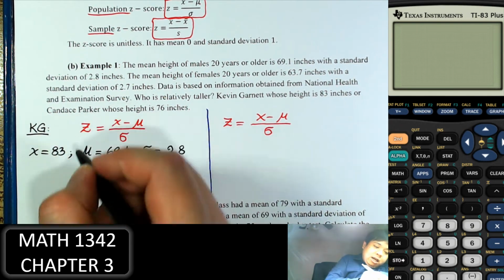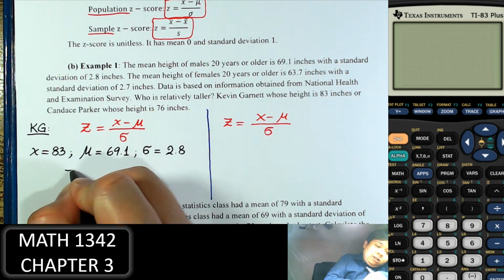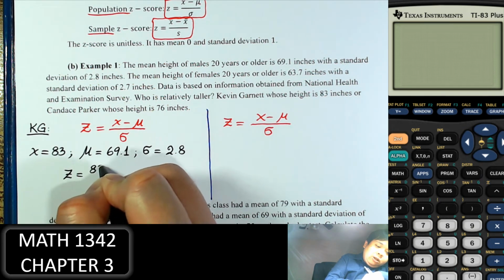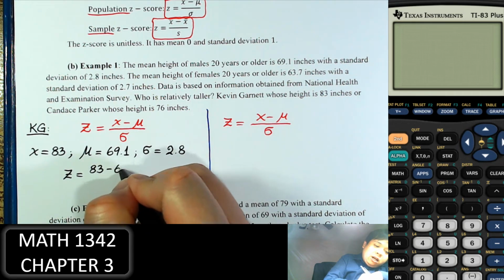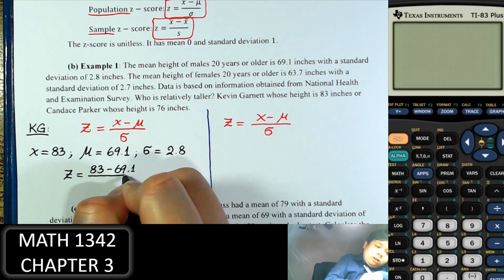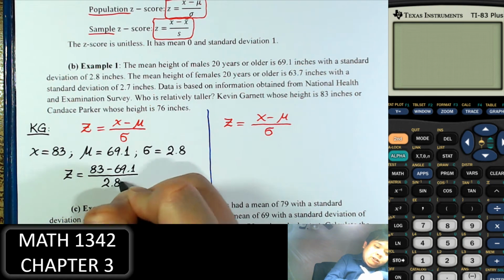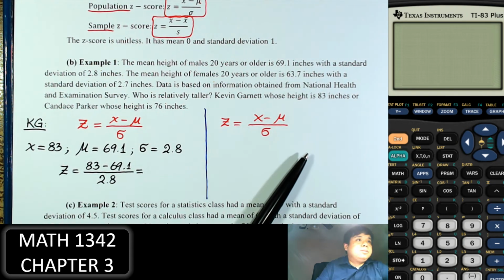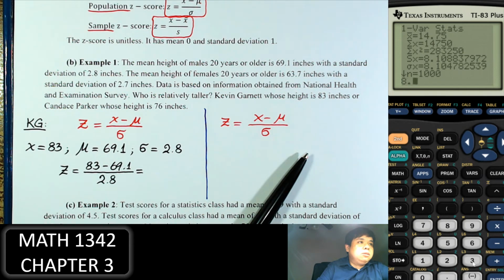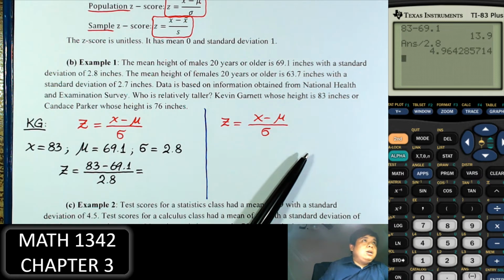And then put that in the formula. 83 minus 69.1 divided by 2.8. So 83 minus 69.1 divided by 2.8 gives 4.96.